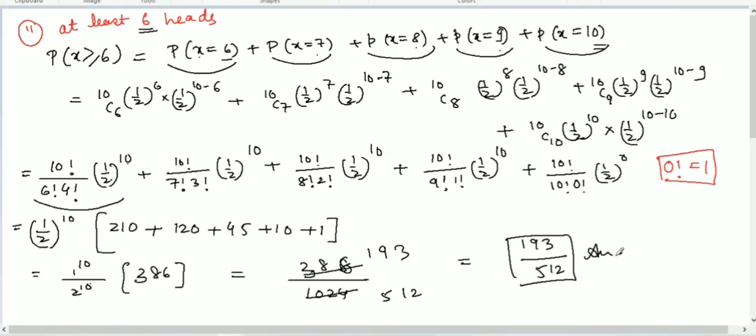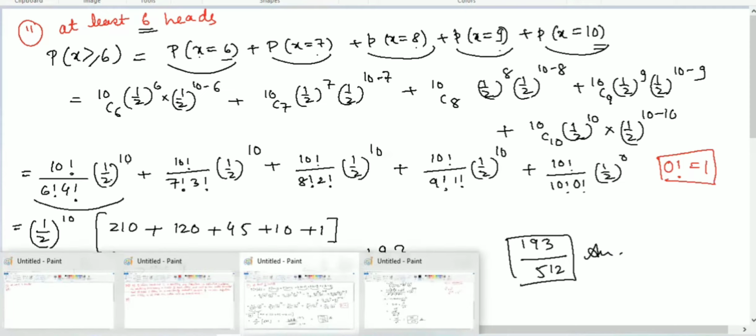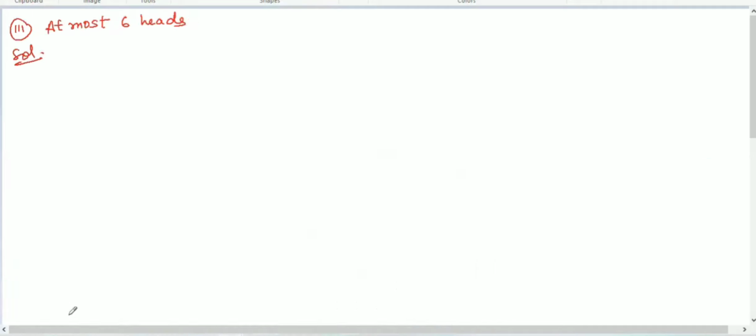Now let's do the third one. The third question is: at most you should get 6 heads. So how do we do this question? Let's start it here. At most you should get 6 heads.